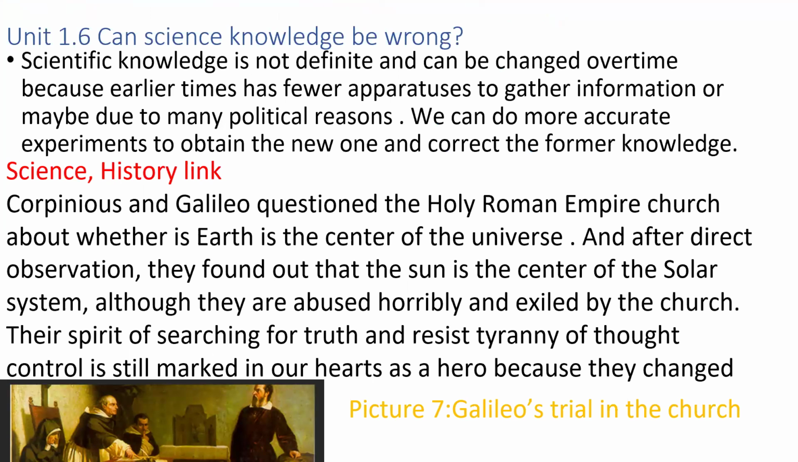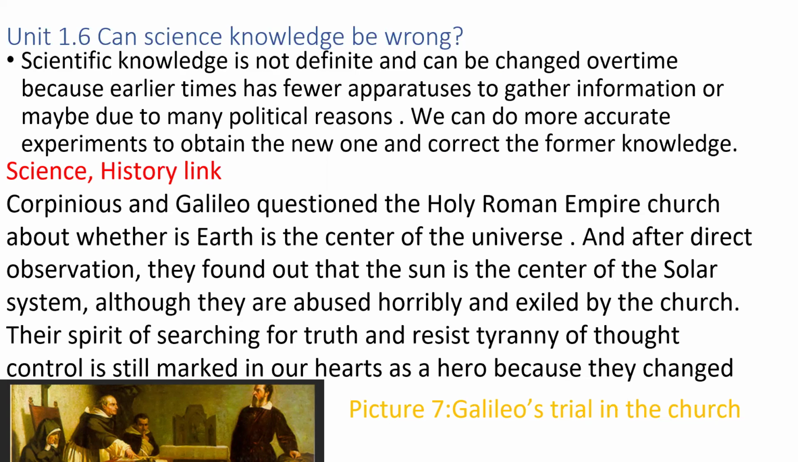Unit 1.6. Can science knowledge be wrong? Science knowledge is not definite and can change over time, because earlier times had fewer apparatuses to gather information, or maybe due to many political reasons or people's misunderstanding. We can do more accurate experiments to obtain the new knowledge and correct the former knowledge.